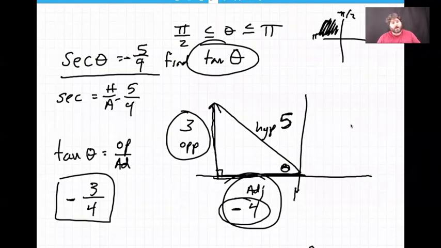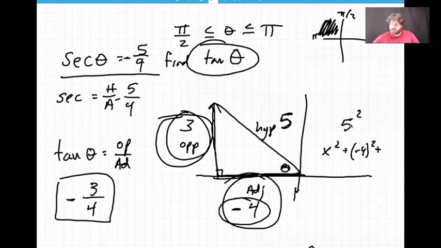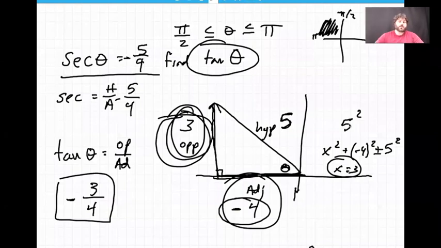Okay. Again, it's all about setting up a triangle. Use Pythagorean theorem to find this. Now remember, if you didn't know that was 3, we would say x squared plus negative 4 squared equals 5 squared. And you would use Pythagorean theorem, you get x equals 3. That's where we get this 3 from. So you can always use Pythagorean theorem if you're solving these, but look out for those 3, 4, 5s and those 5, 12, 13s. They're definitely going to be out there.